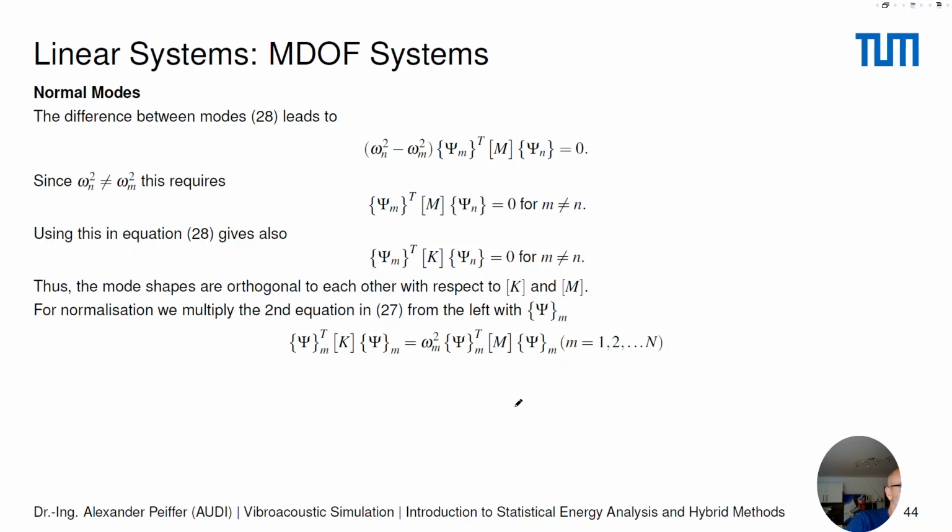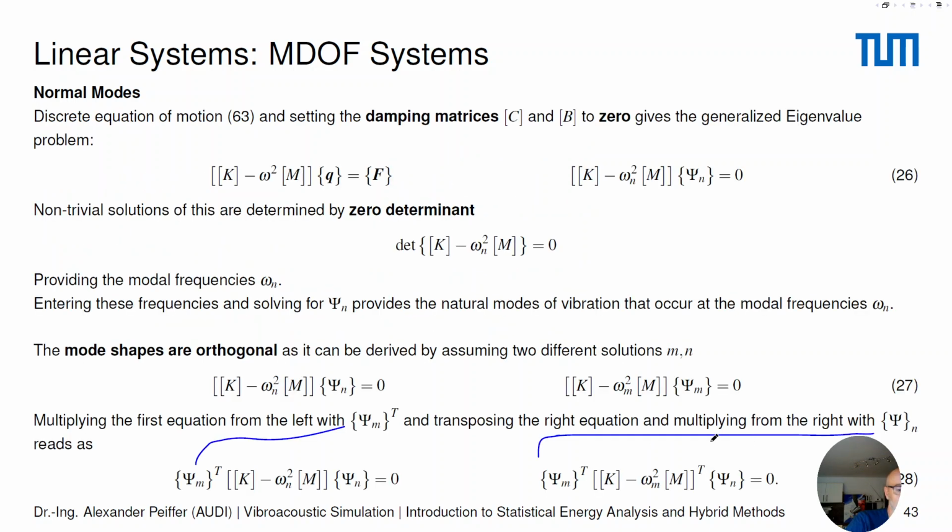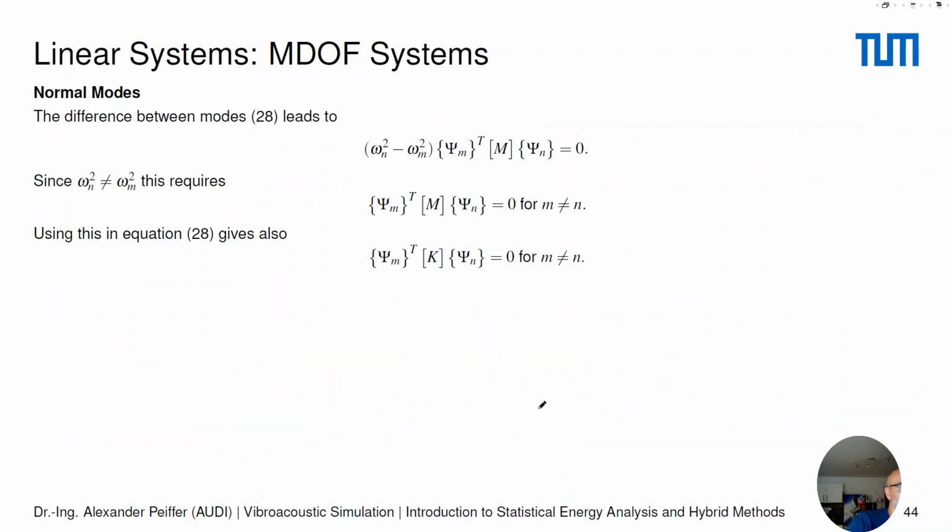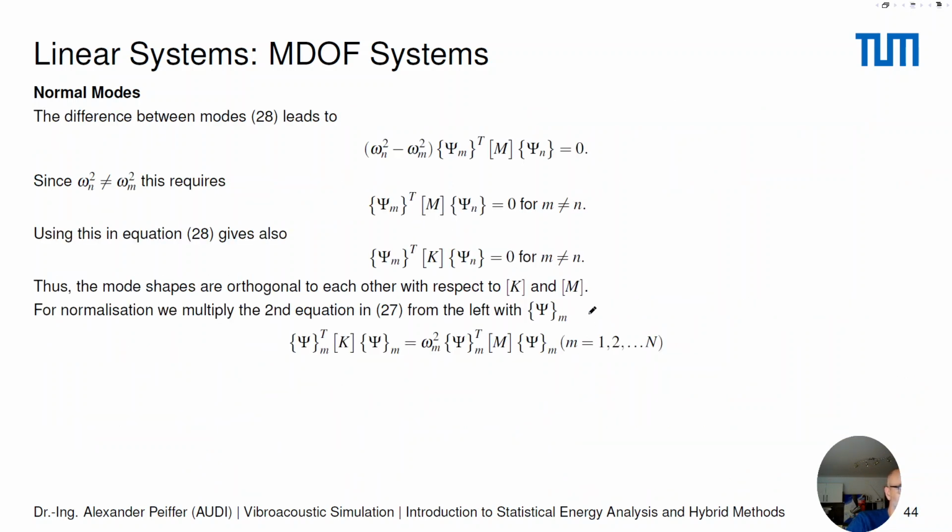For practical reasons, now we know they are orthogonal with respect to the K and M matrices. And now it's a good thing to normalize them. The easiest thing for the normalization is to take the second equation, the one in 27. Let's go back to show it to you. So we use this one again, and we multiply it again with Vm, and then we will get this equation here, and this helps us.